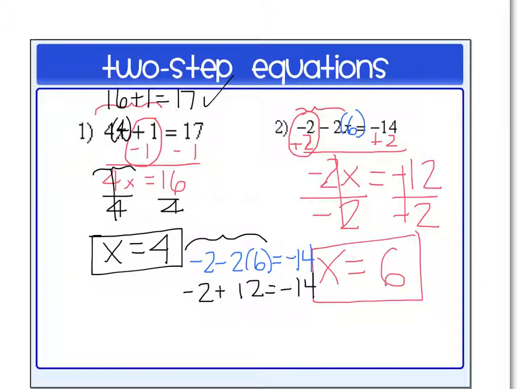Negative 2, keep it, change it, flip it. Negative 2 plus negative 12 is negative 14. We got the correct answer. The best part about this is you can always check over your work and guarantee that you have 100 just by plugging back into the original equation.